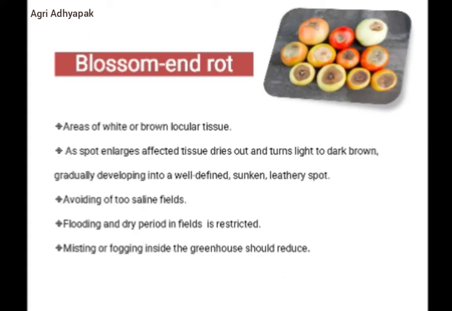And the next one is blossom end rot. In the figure we can clearly see the areas of white or brown locular tissue development, which is the major symptom of blossom end rot. As the spot enlarges, the tissues dry out and turn light to dark brown and gradually develop into a shrunken or leathery spot. Avoid too saline fields, flooding and dry periods in fields, and misting or fogging inside the greenhouse should be reduced to control it.